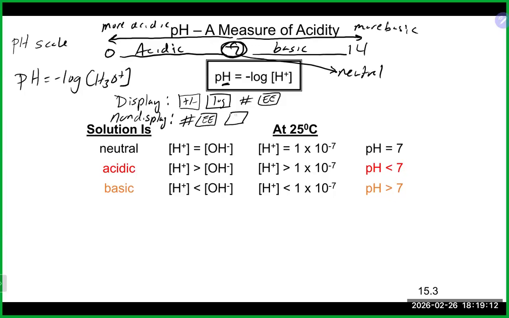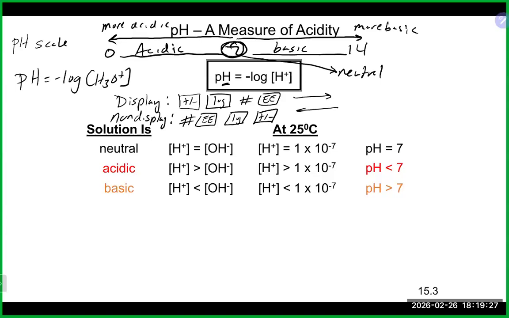You would then hit the log, and then you would hit the negative button. So display, you go in this direction. Non-display, in terms of the formula, that's how you punched in. If you're not sure what type of calculator you got, you just hit the log button.